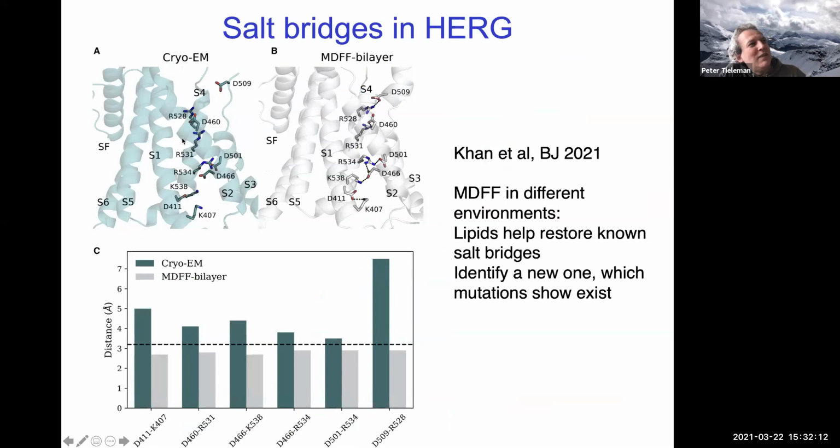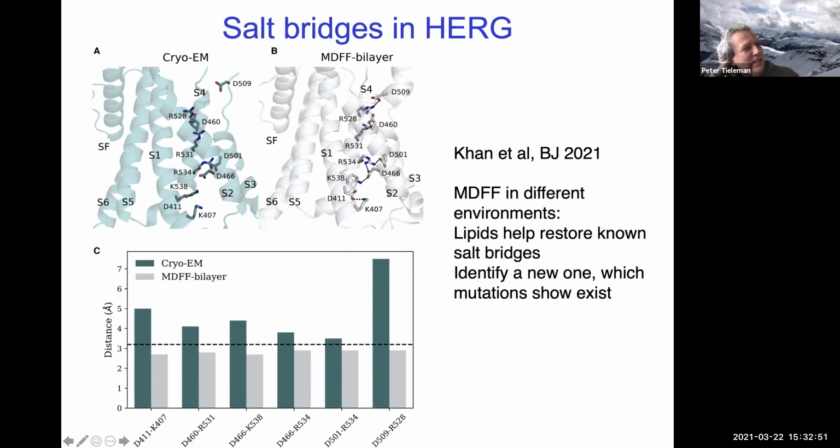This is a simulation from Hanif Khan in my group and in Sergei's group on HERG, on an EM structure from Rob MacKinnon. That structure is controversial because, from HERG and other potassium channels, we know there are lots of salt bridges that are not visible in the EM structure. We played with MDFF in different environments: in vacuum, implicit solvent, a generalized Born environment, and an explicit lipid environment. If you do that, you see a bunch of salt bridges form with almost no change in quality of fit to the EM density compared to the EM structure.